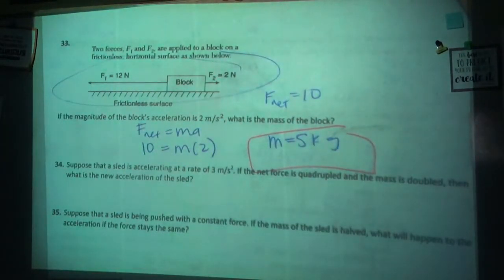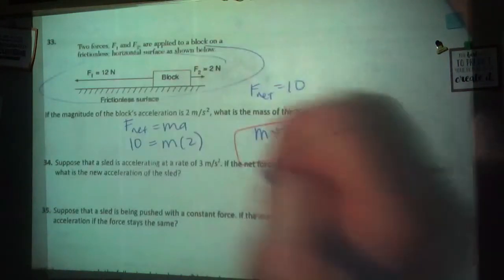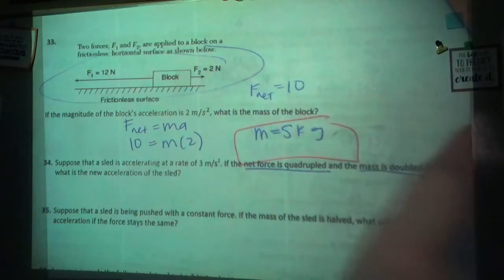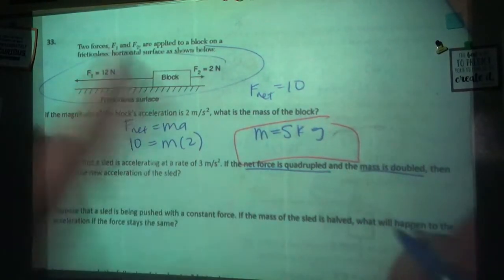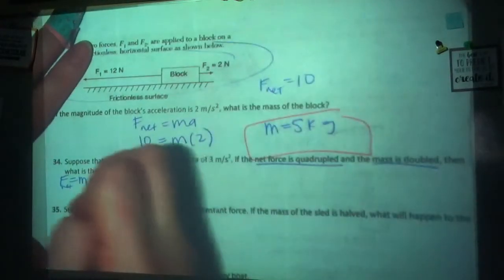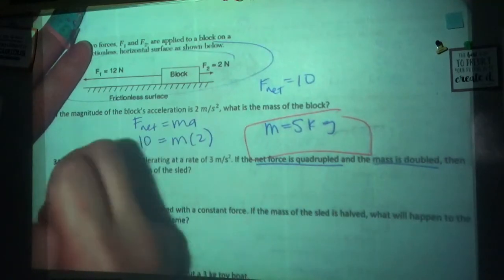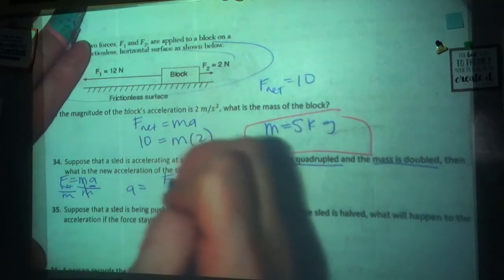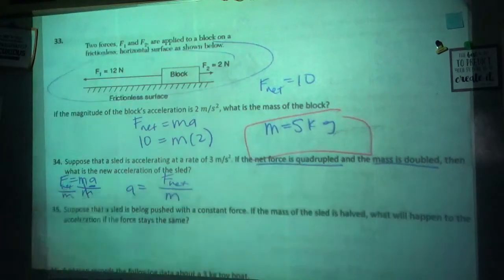34, we have a sled that is accelerating at a rate of 3 meters per second squared. If the net force is quadrupled and the mass is doubled, what is the new acceleration? So I'm looking for how acceleration is going to be affected. So I'm going to take my F equals ma equation, and I'm going to solve for a, which means I need to divide the mass over. So acceleration is my net force divided by my mass.